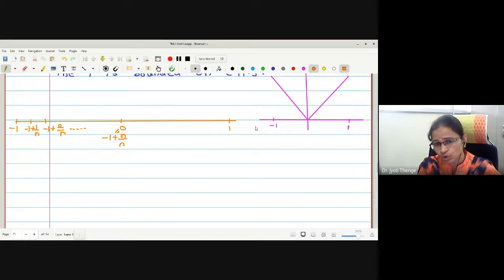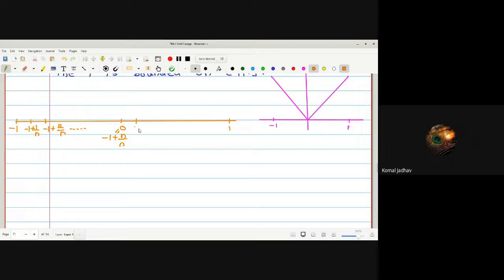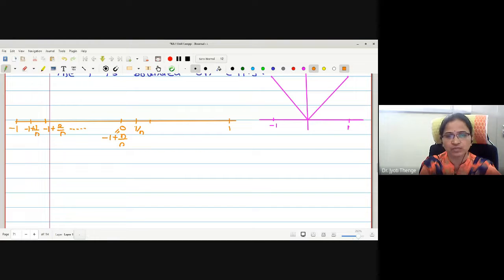Now, from this onwards, again we will divide into n equal parts. The length of the interval is 1, therefore each subinterval will carry a length of 1 by n. What should be the next point after 0? 1 by n, then 2 by n, and so on. Somewhere here it is n by n, that is 1. Is it okay?